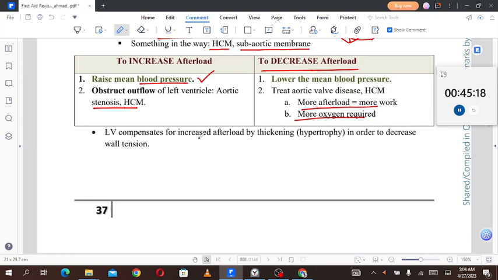Okay, so the left ventricle compensates for the increased afterload by thickening, hypertrophy, in order to decrease the wall tension.